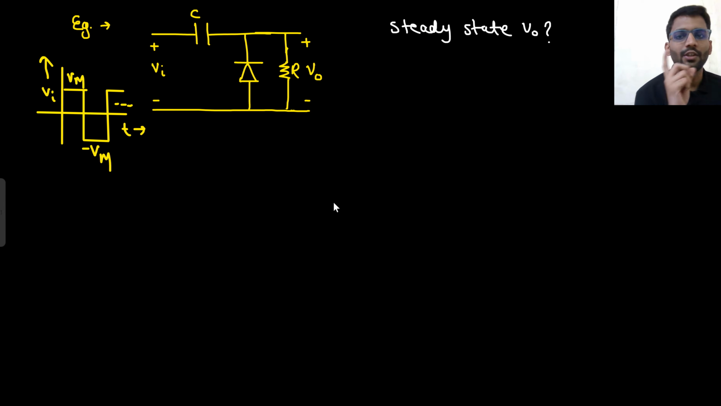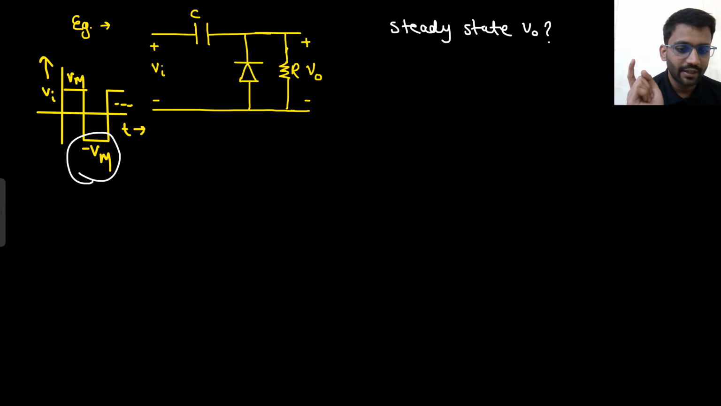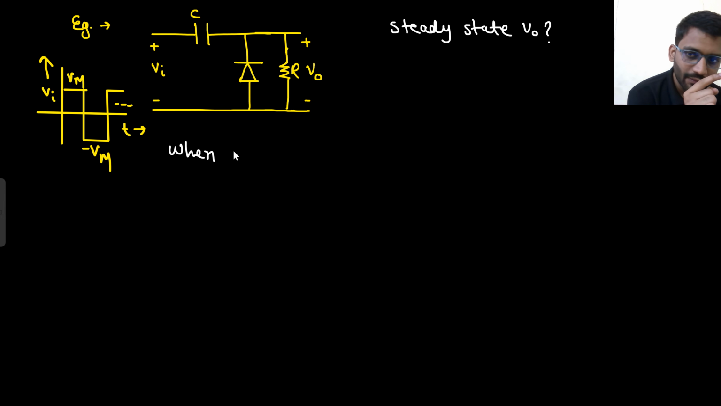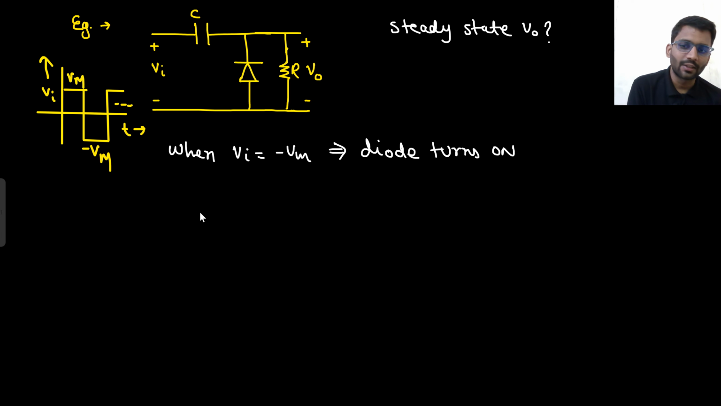So how will we solve it? What did I say? You have to turn on the diode. So tell me, at what voltage will it be turned on? At Vm? No, it will be turned on at minus Vm, right? So you will apply Vi equals minus Vm. When Vi equals minus Vm, what will happen? The diode turns on. Now if the diode turns on, how will the circuit look?